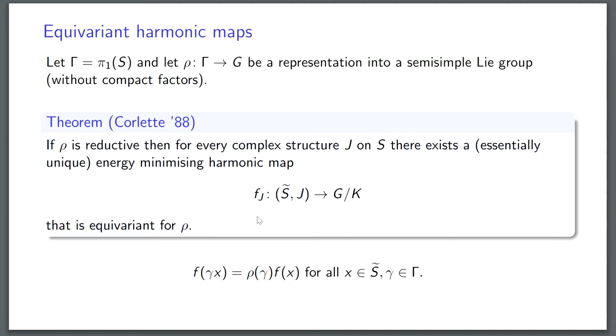And let me put on the slide what it means for a map to be equivariant. It means that it intertwines the action of the fundamental group on the universal cover with the induced action on the symmetric space that's induced by the choice of representation.